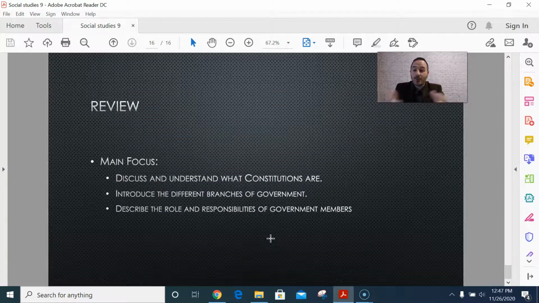And then, guys, just a really quick review, going back to the first slide. The main focus of this presentation is, number one, to understand and discuss what constitutions are. We should now know that constitutions are limiting documents that prevent tyranny, and they also set up the structure and function of governments. Constitutions are awesome. You should know the different branches of government: the executive, the legislative, and the judicial branch, and you should be able to describe the role and responsibilities of each. The executive proposes bills which become law. The legislative passes bills into law, and the judicial interprets and enforces laws.